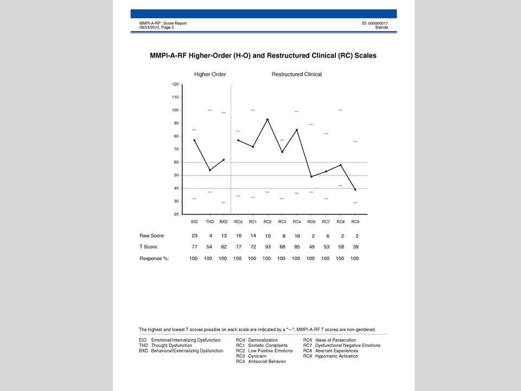So we begin with the higher order scales. We note that there are two elevated. One is emotional internalizing dysfunction at 77, and the other is behavioral dysfunction at 62. Using the rule of thumb of interpreting the most elevated higher order scale, we start with emotional internalizing dysfunction.